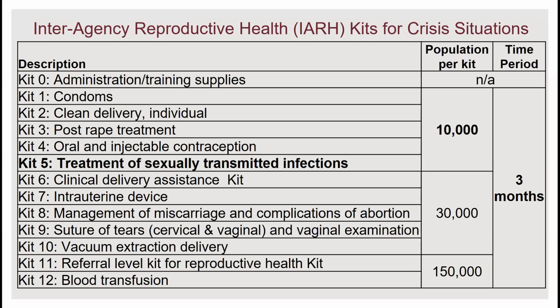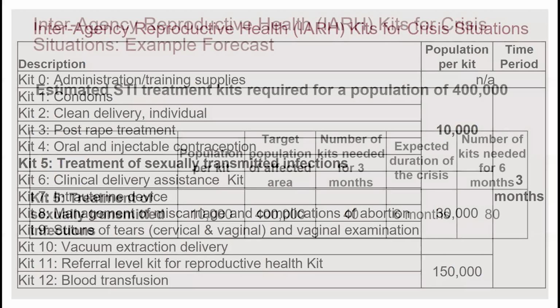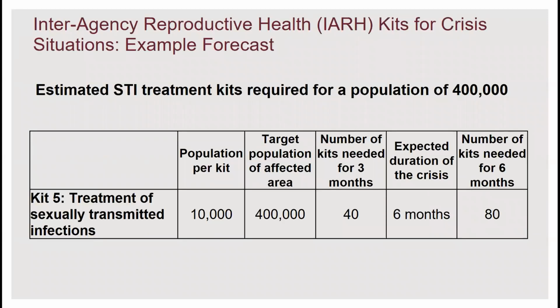So let's try one example. Forecasting kit 5, treating sexually transmitted infections, with each kit designed for a population of 10,000 for the period of 3 months. Remember that for an emergency, and especially for a first emergency, we'll likely not have any consumption data on a number of kits. So we will have to rely on other data for our forecast.